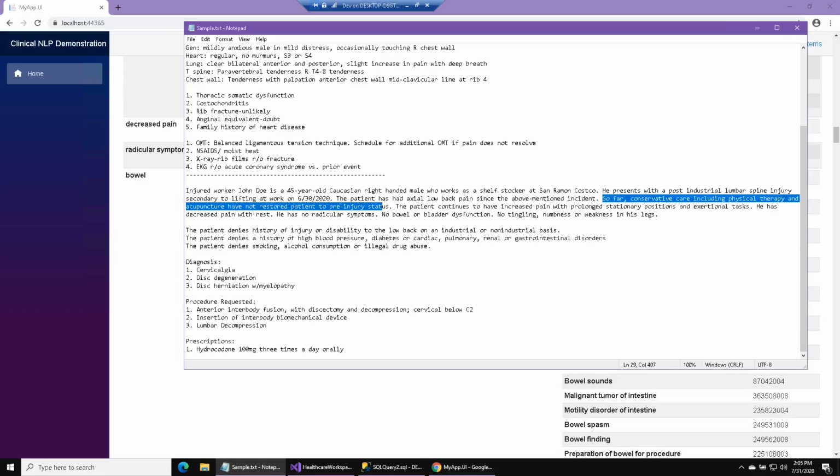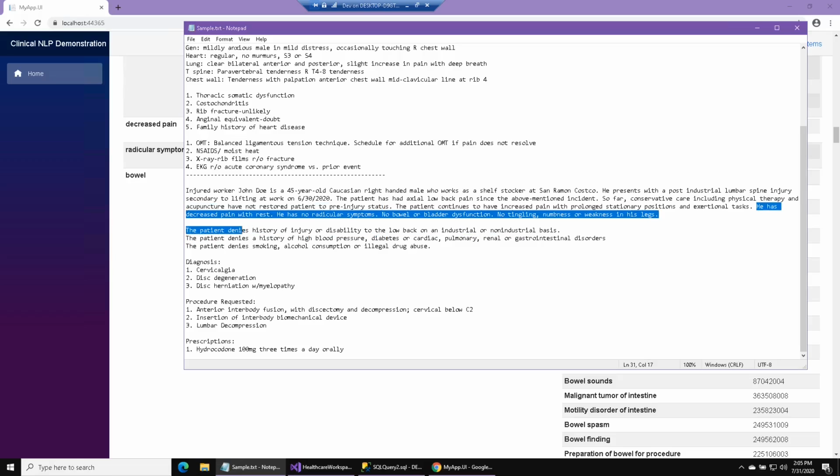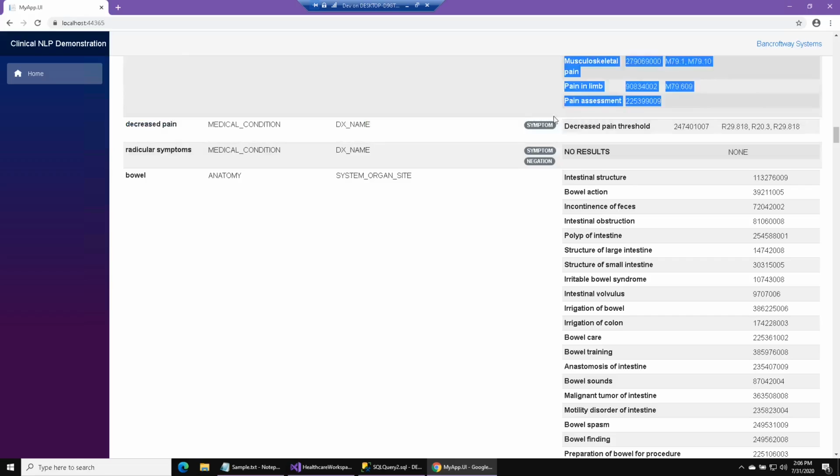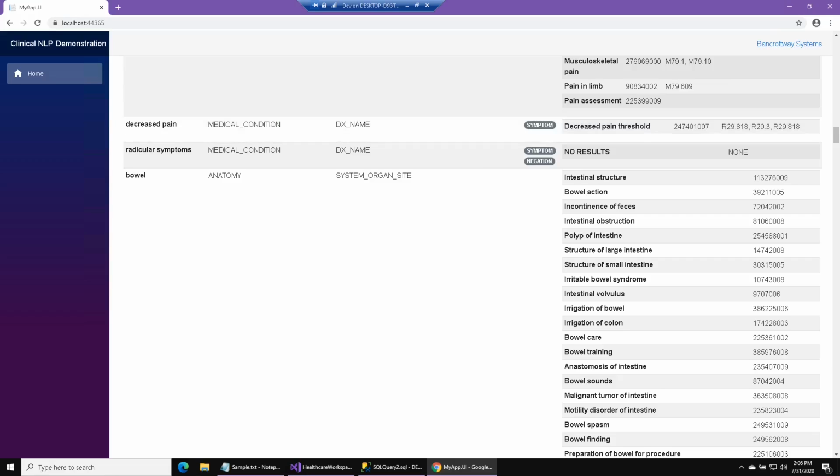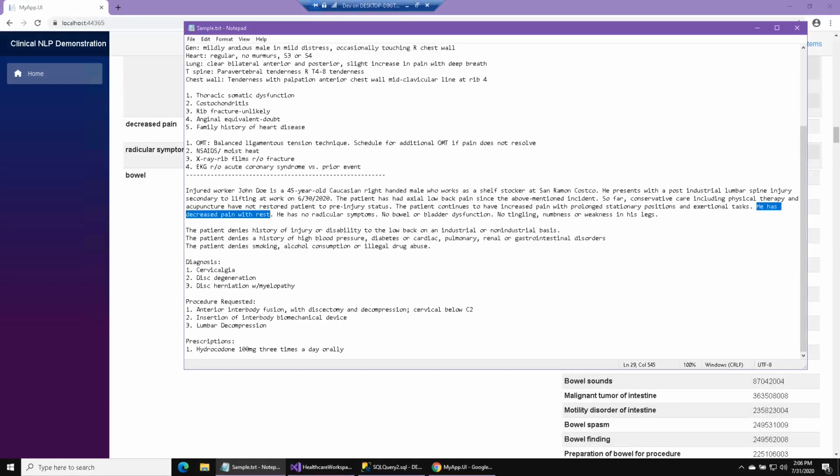And the patient, we are basically saying here he has decreased pain with rest. So this is an example where the NLP technology, when it sees decreased pain, is trying to identify it as a medical condition. This is an example where it has made a genuine mistake, so it's not really a medical condition. Now here on the next piece, we say he has no radicular symptoms.